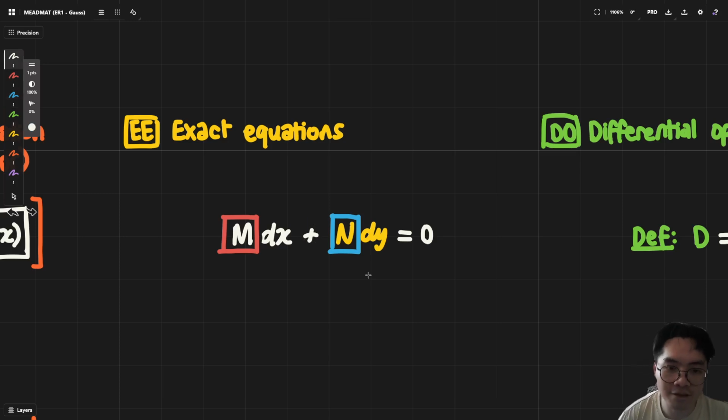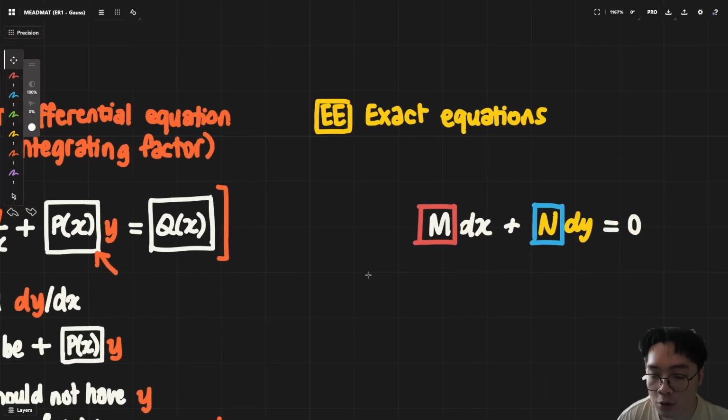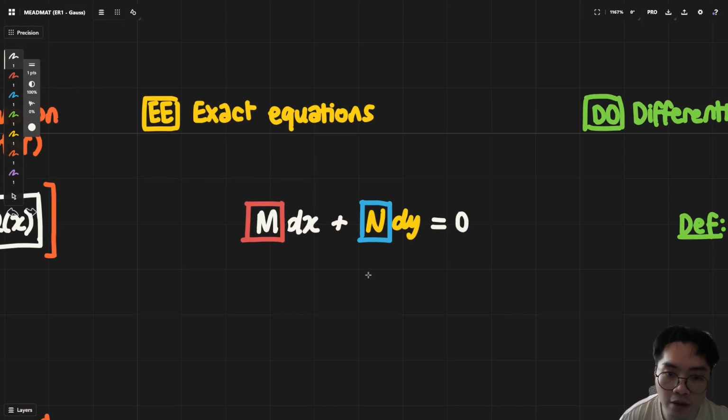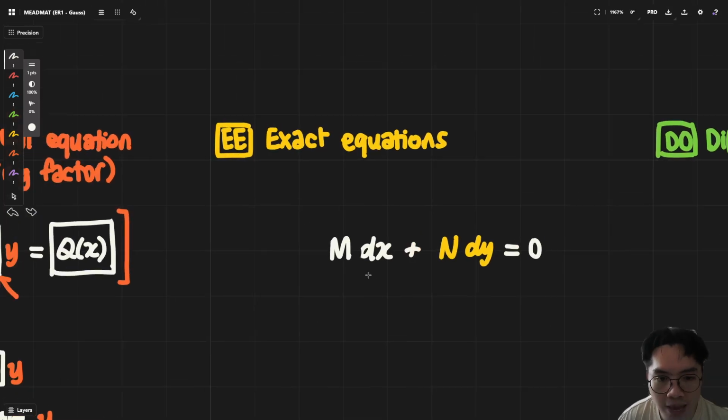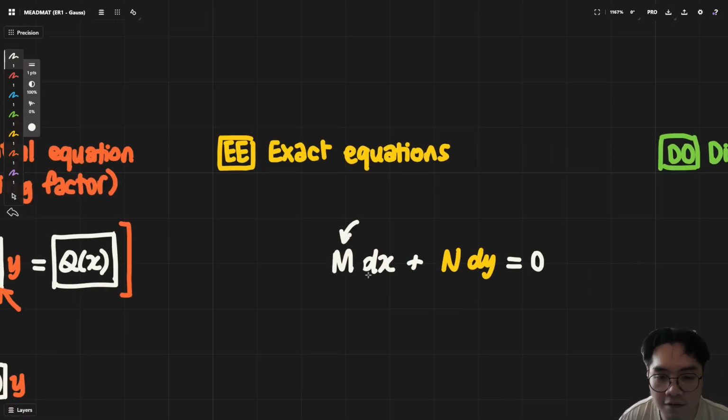Again, if drawing boxes is going to help, go ahead, draw the boxes. If giving stuff parentheses will help, then please, by all means, start with that. But for now, we need to order it in this form: M dx plus N dy is equal to 0. M in here could be any kind of expression, so could N.